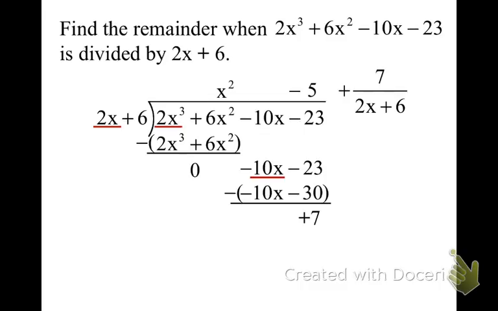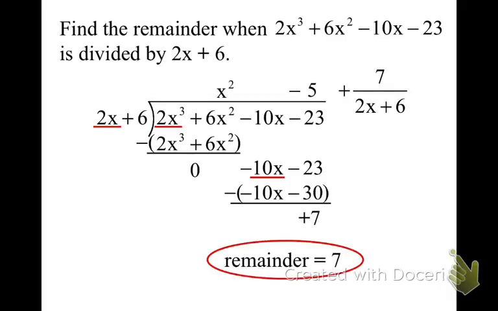Yes? If the remainder can be simplified, as in factored? Yeah. Don't worry about it. Just leave it. You've got enough to do. Now, look at the way that... I guess the remainder would be 7, not 7 over 2x plus 6. Does that make sense? Okay.